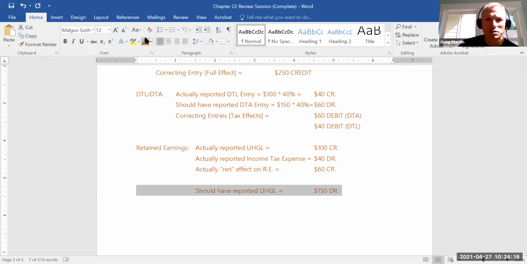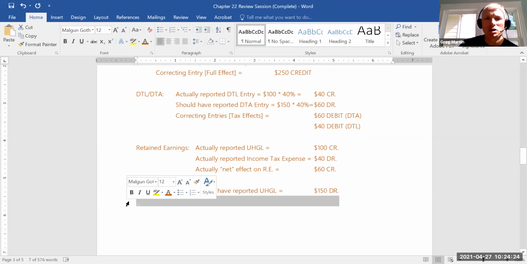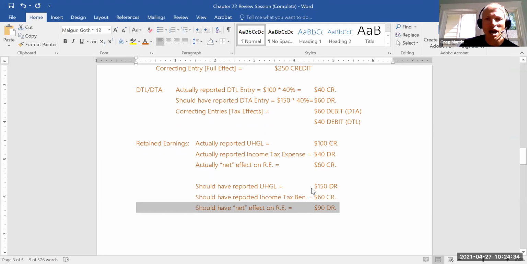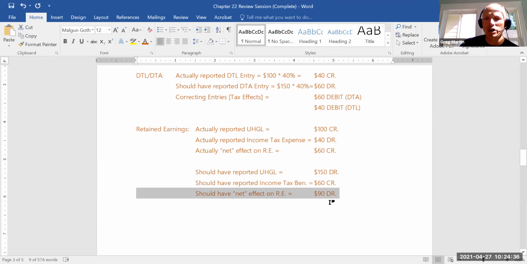Second piece then, what should they have reported? They should have reported an unrealized holding gain of $150. They should have reported this income tax benefit of $60. That's what they should have reported. So the actual net effect on retained earnings should have been a $90 debit. That's what they should have reported.